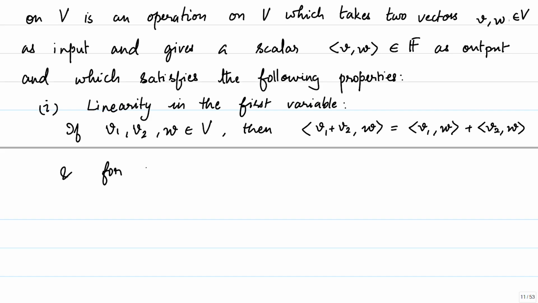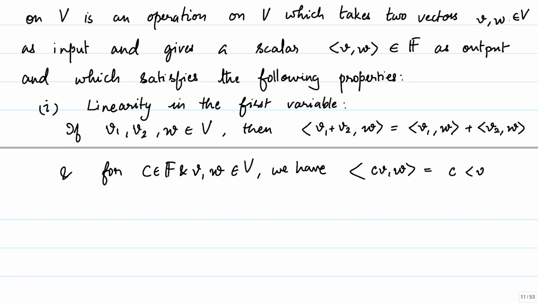And for C in F, V comma W in capital V, and not to confuse you, we have the inner product of CV with W is equal to the scalar C times the scalar which is given by the inner product of V and W. So that is the first property that we would like the inner product to satisfy.